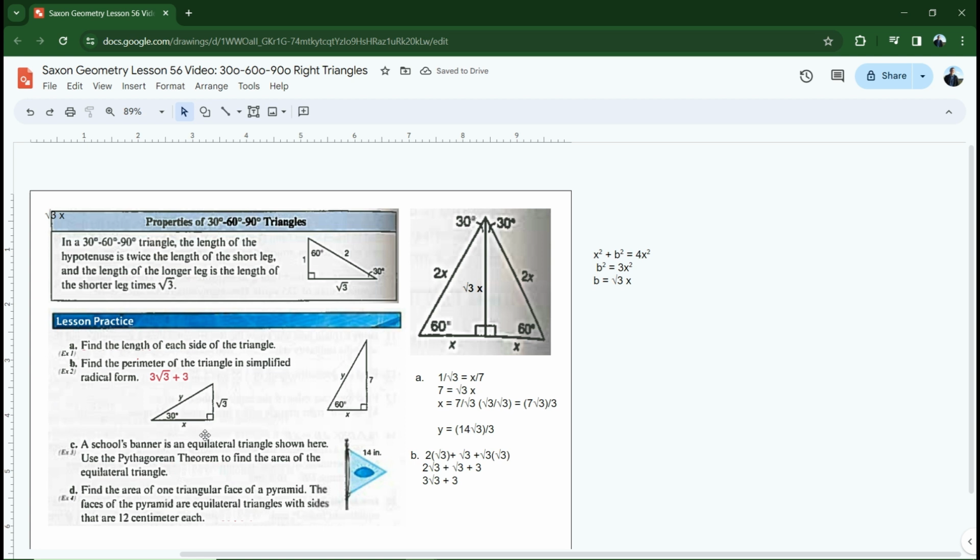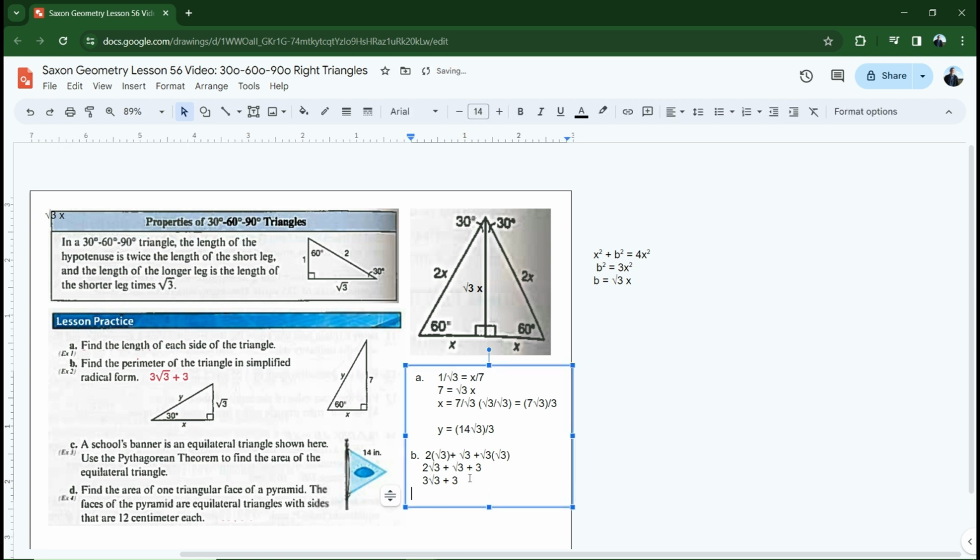That is the correct answer for this one. All right, and then down to letter C. A school's banner is an equilateral triangle. Use the Pythagorean theorem to find the area of the equilateral triangle.